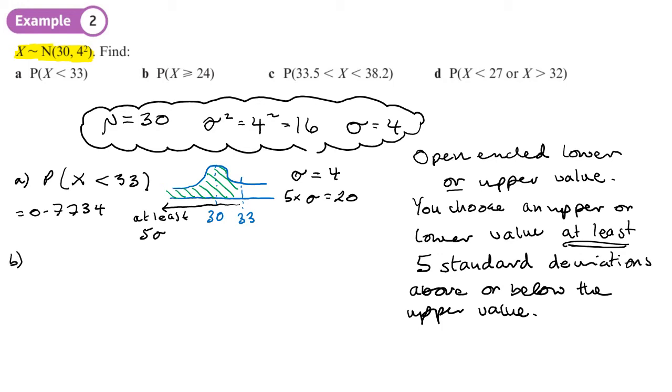So part B, the probability that the random variable x is greater than or equal to 24. So again, I'm going to draw a diagram. Always draw a diagram on these questions just to make sure. And we have the same mean of 30. 24 is over here. And greater than or equal to 24.